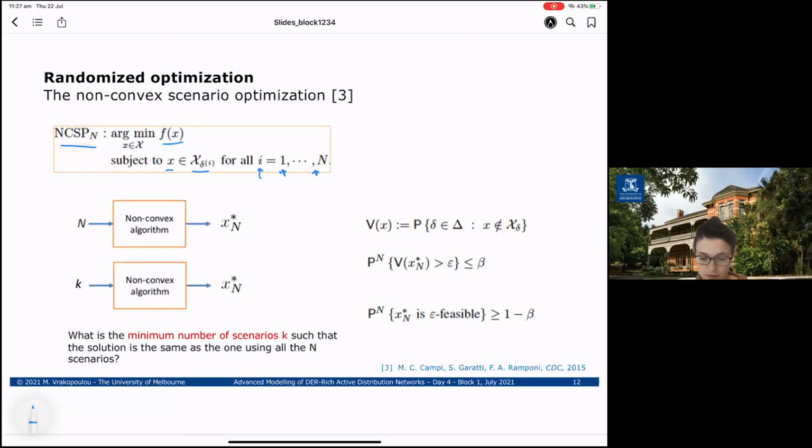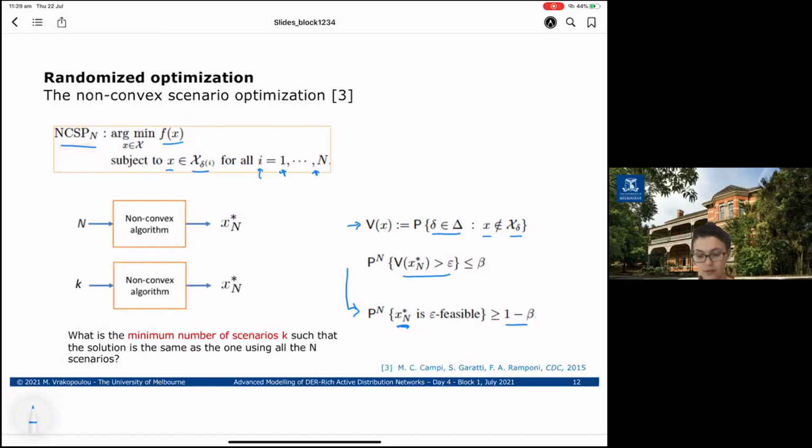So one important thing to define here is the probability of one existing specific solution of x, for example, not belonging in the set of x delta. So it means that you have the delta living in this space that your scenarios are taken from, and then it shows the probability of the x not belonging to this x delta. In the end, they want to get a solution xn star that is feasible, satisfying this probability of violation in this way.